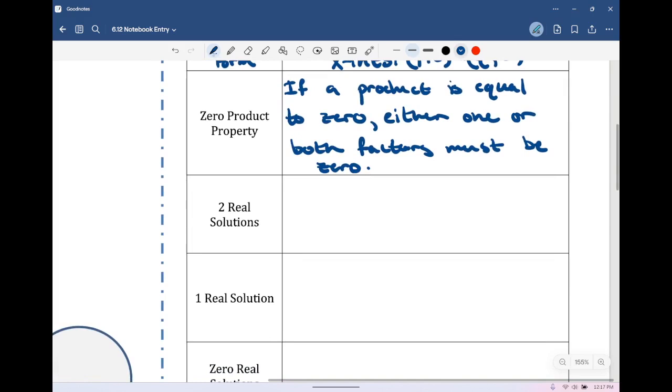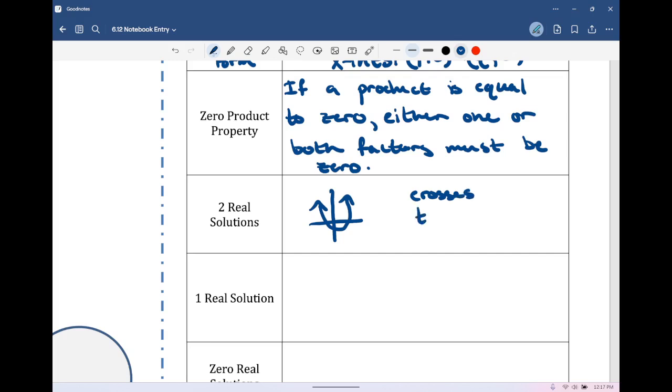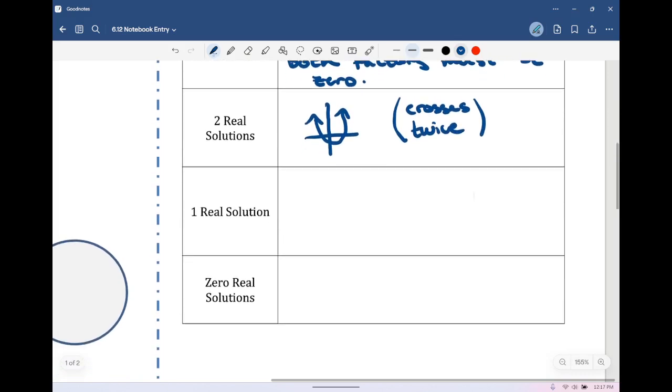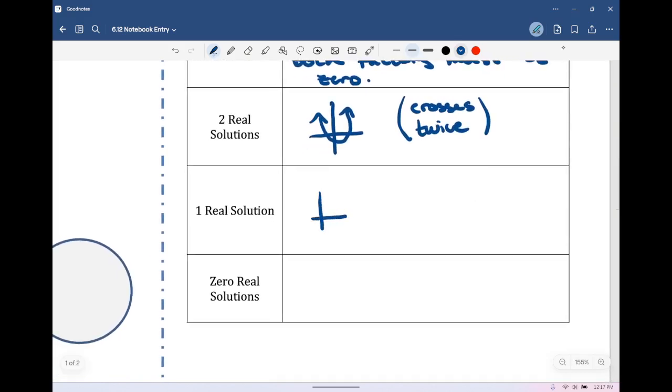And so for the solutions, we're just going to stamp these. We're just going to put little sketches on what these would look like, right? We saw these up on the board. Two real solutions simply just means that it crosses twice. One real solution comes down, touches once, and we also name that it is specifically the vertex.